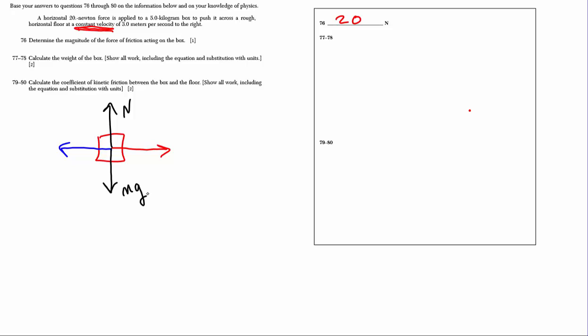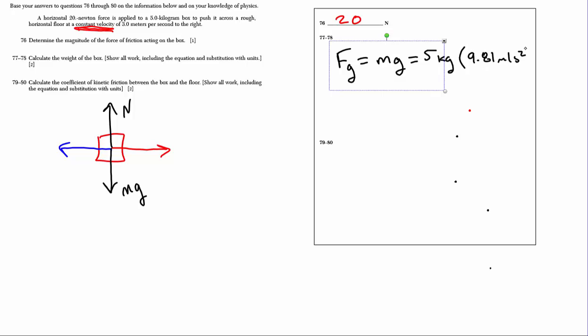Okay, 77 through 78, we want to determine the weight of the box. Well, the weight of all objects will equal mass times gravity. So it's the mass of the box, 5 kilograms. Please include units or make a knowns list. Times acceleration due to gravity, 9.81 meters per second squared. Again, include your units or make a knowns list, and you will get a value of 49 newtons.